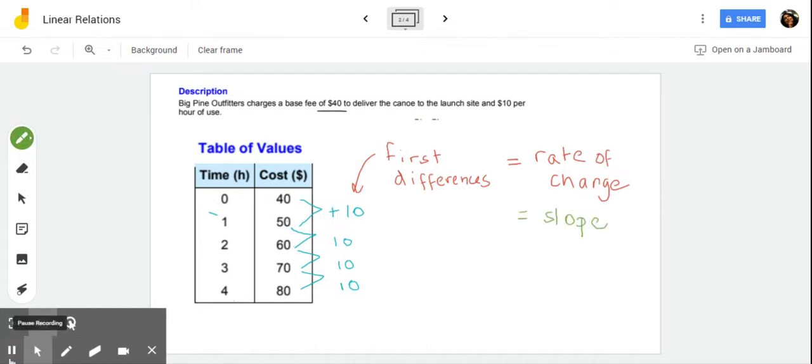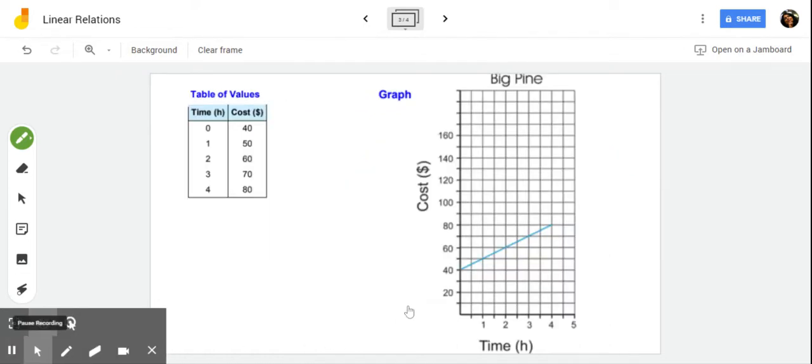Okay, so now let's go and make our graph. Our independent variable goes on the horizontal axis, another way of referring to it rather, is the x-axis. And the dependent variable goes on the vertical axis, or we call it in mathematics, the y-axis. So you have your x-axis for the independent variable, and the y-axis is your dependent variable. So make sure you're always labeling when you're doing your graph, so time and cost.